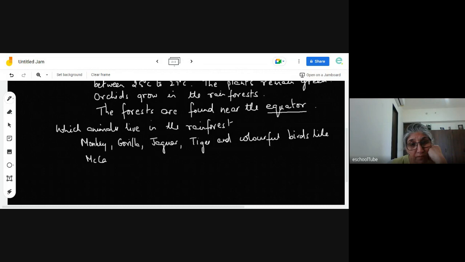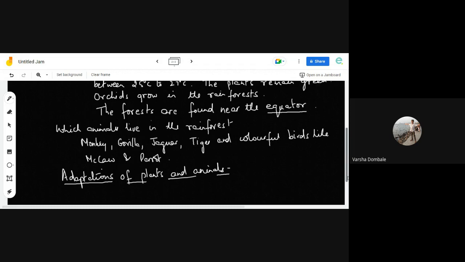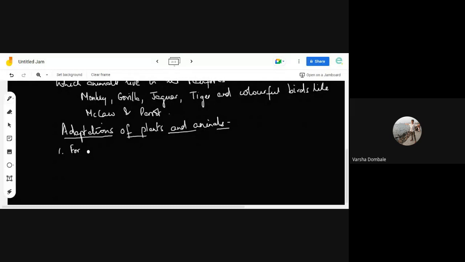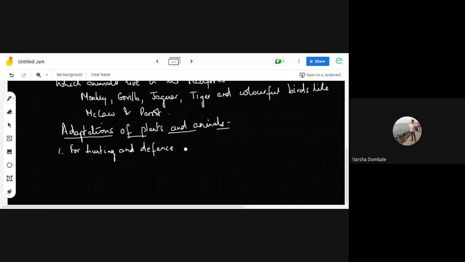Okay. Now, adaptations. Which is the first technique for adaptation? Adaptations of plants and animals, both they said. Which is the first technique? Tell me, Harshal. Miss, to hide. First, they use it for hiding or for hunting and for defense. Yes, ma'am. Like tigers, they hide behind the trees.